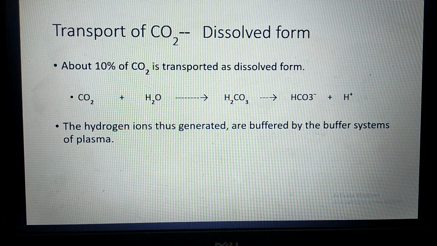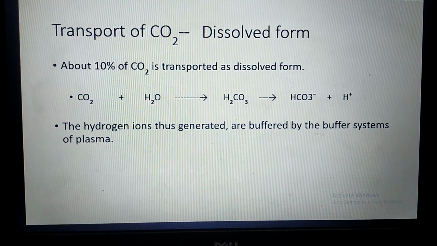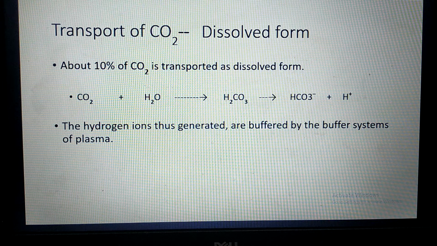The last type of transport is in the dissolved form. 10% of the carbon dioxide is transported in dissolved form.